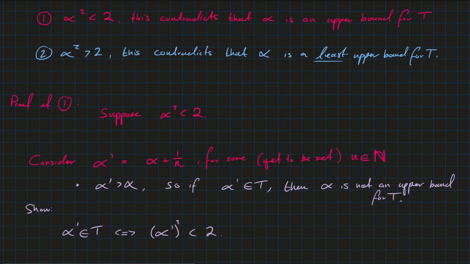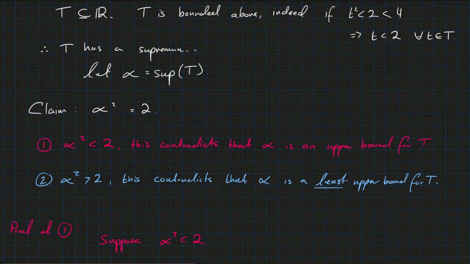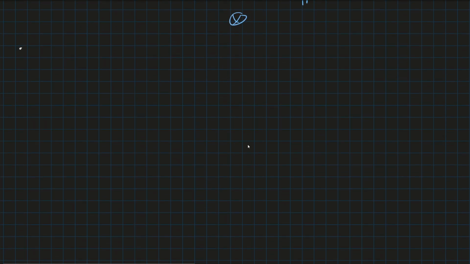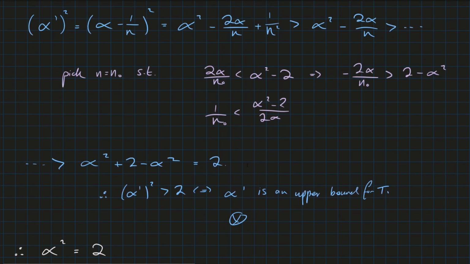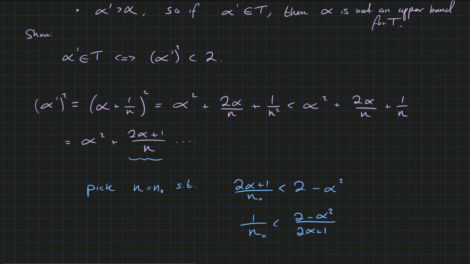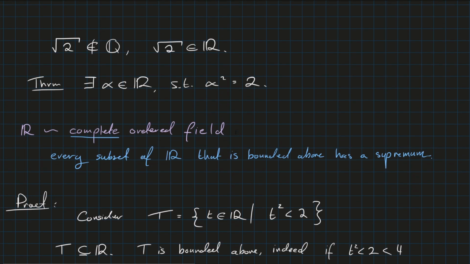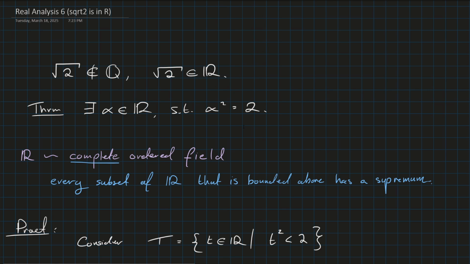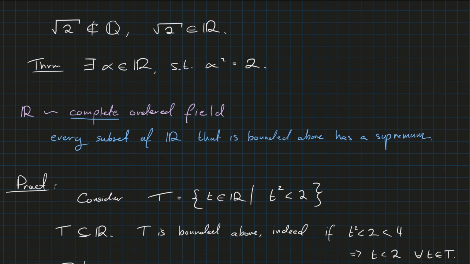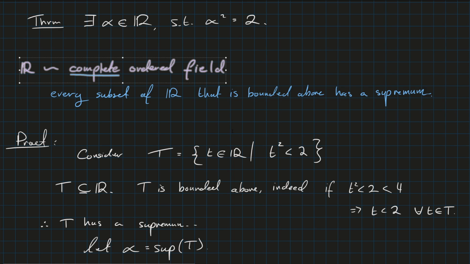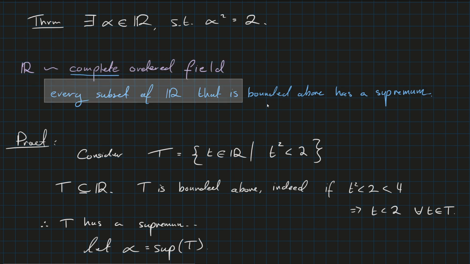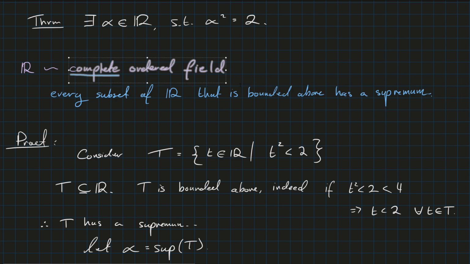So finally, at the end of all this, we've basically proven our claim. Therefore, there's only one option left, and it's that alpha squared equals 2. And there we have it. That is our proof that the square root of 2 is an element of R. We used properties of what R is: it's a complete ordered field, complete meaning this, a complete ordered field that has Q as a subfield, as the rational numbers are a subfield.